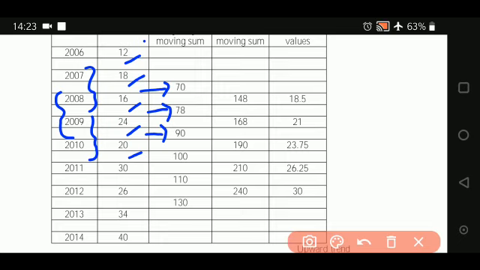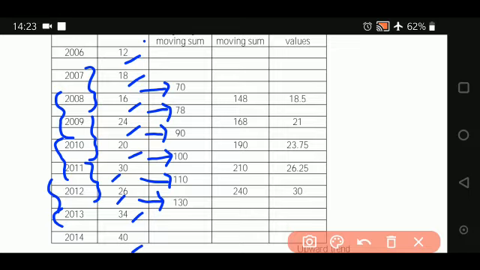Then the next one you will be writing for 24 plus 20 plus 30 plus 26, that is 100 for the year 2010 and 2011. Similarly for 20, 30, 26 and 34, the value is 110 and the year will be 2011 and 2012. And the last set will be 30 plus 26 plus 34 plus 40, and that value is going to be 130, and the representation year is going to be 2012 and 2013.